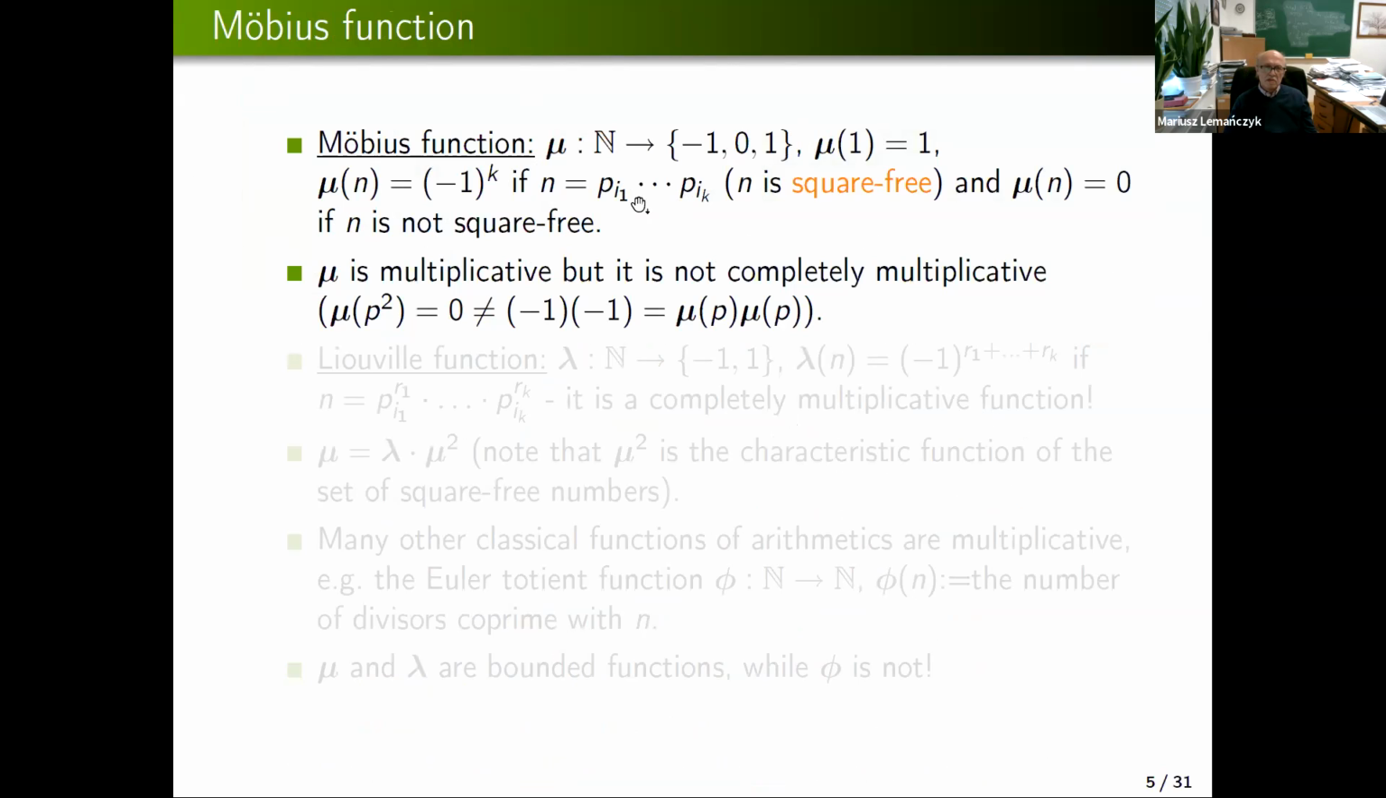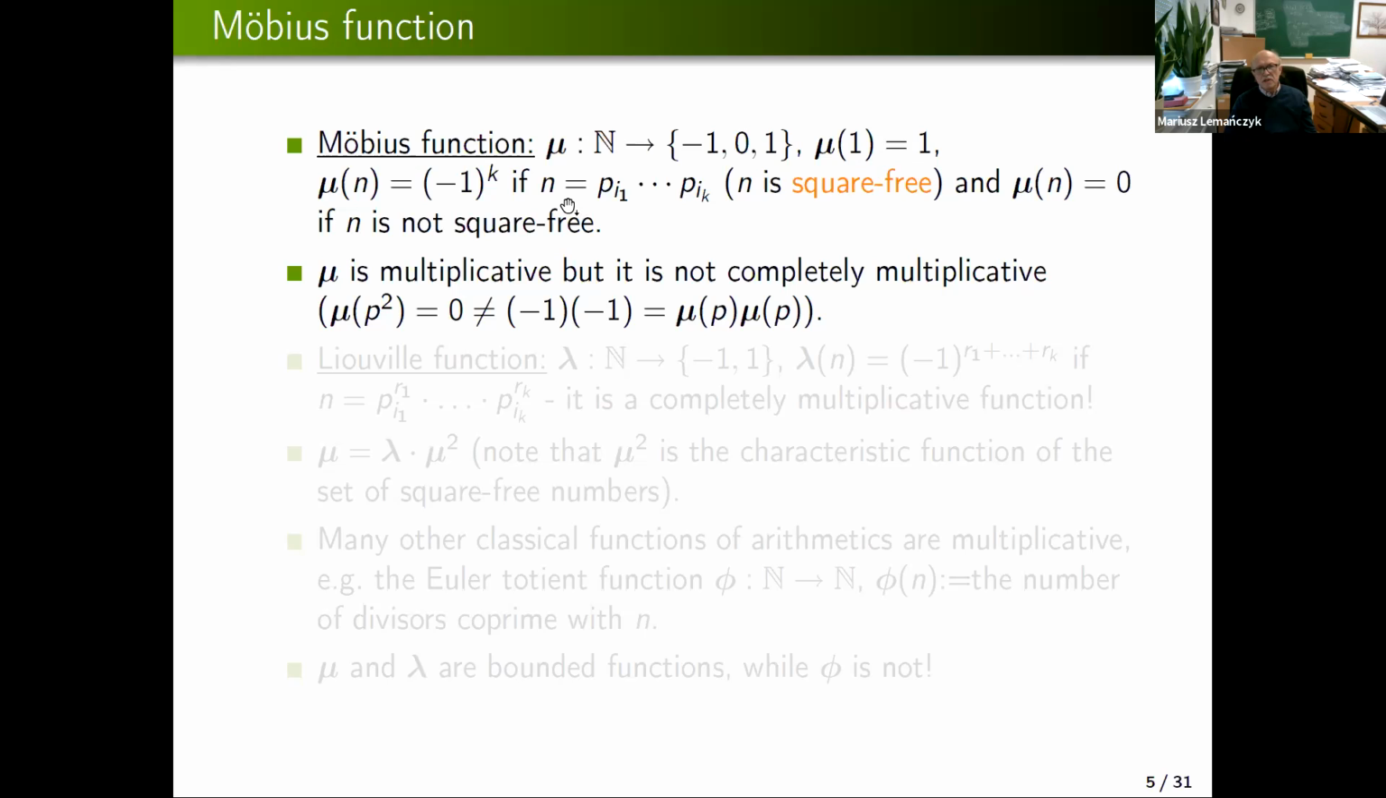When you see the definition the first time, it looks weird because the Mobius function takes three values, -1, 0, and 1. Of course, by definition, if we think about a multiplicative function, at 1 the value is equal to 1. And then there are two cases.